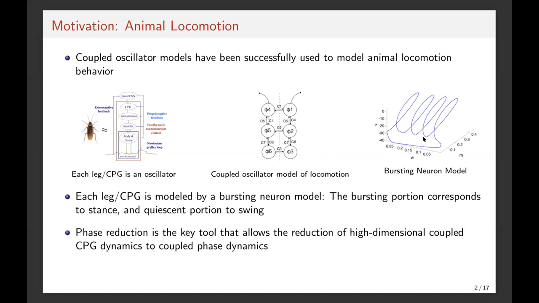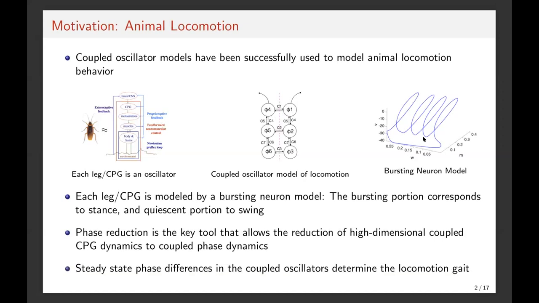Phase reduction is very important for us because we have a 24-dimensional equation, and as Peter mentioned, it's important to reduce these high-dimensional models to low-dimensional models. So we use the techniques of phase reduction to reduce 24 equations to six coupled equations. And we realize that the steady state phase differences in this coupled oscillator, for example phi i minus phi j for different i and j in the system, determine the locomotion gait. We get different gait patterns from different steady state phase differences.